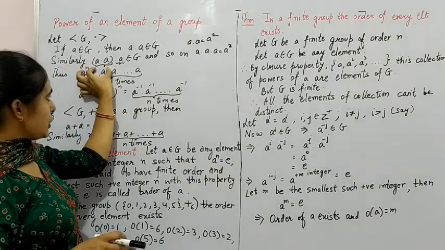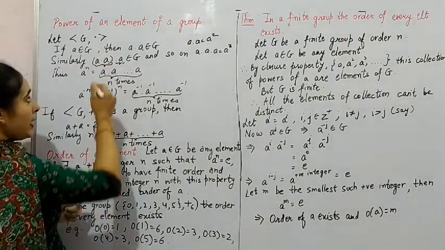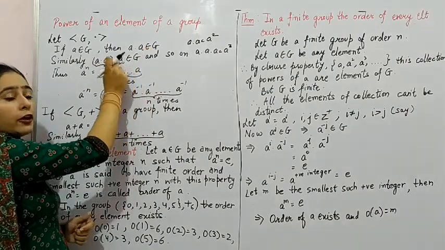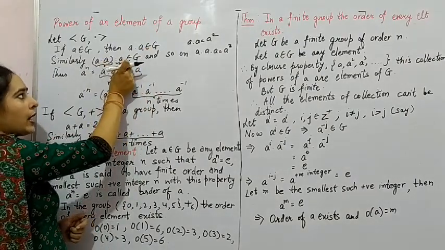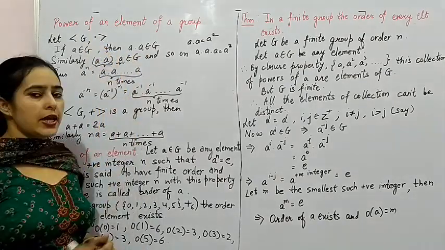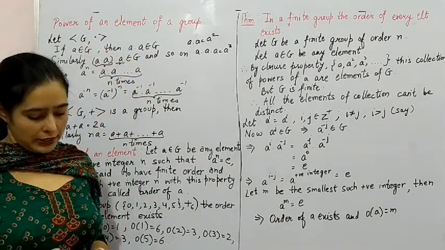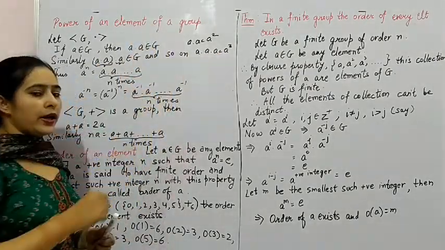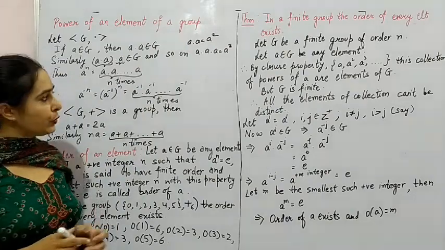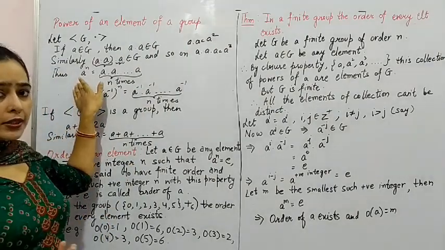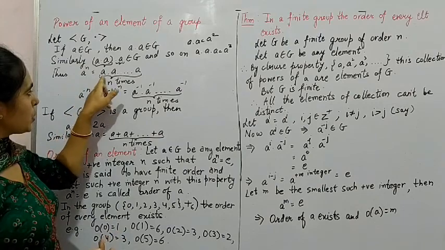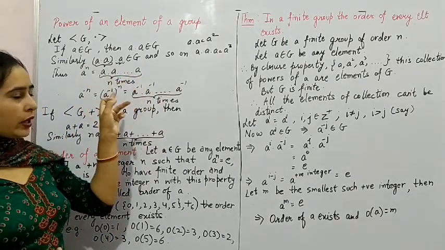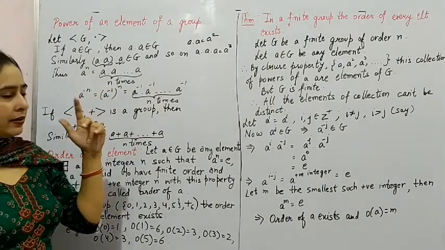Similarly, you can write a into a square belongs to G. Why? Because this element is an element of G, and if you multiply two elements of G, the result must belong to G according to the closure property. So you can write a into a square, that is a cube, and it must also belong to the group. Now again, you can continue in this way. a to the power n is equal to a into a and so on, a multiplied n times. You can write a raised to the power n here.